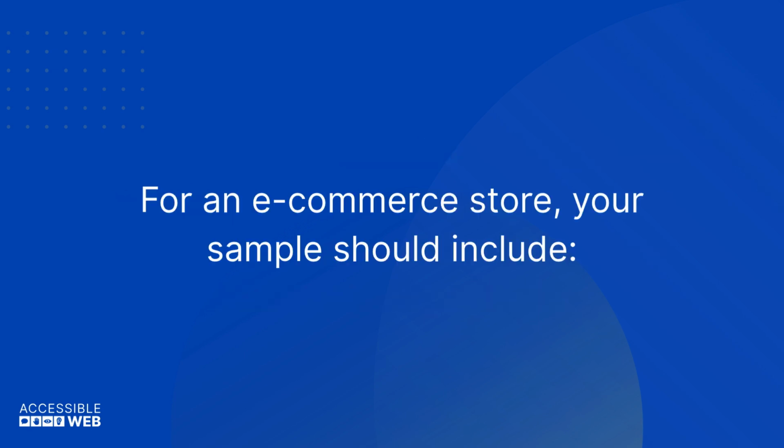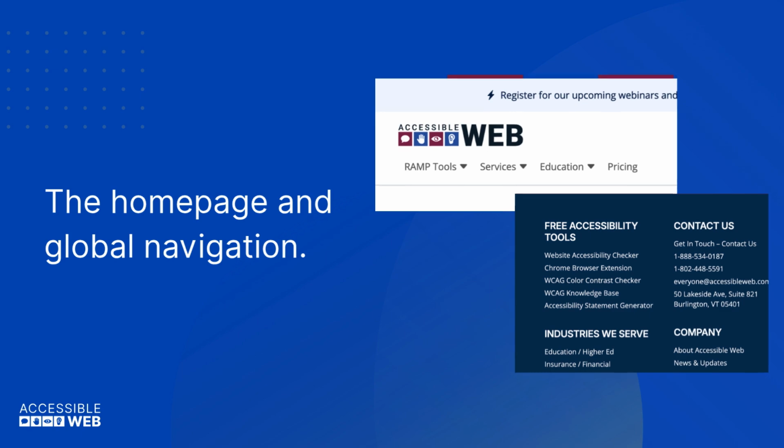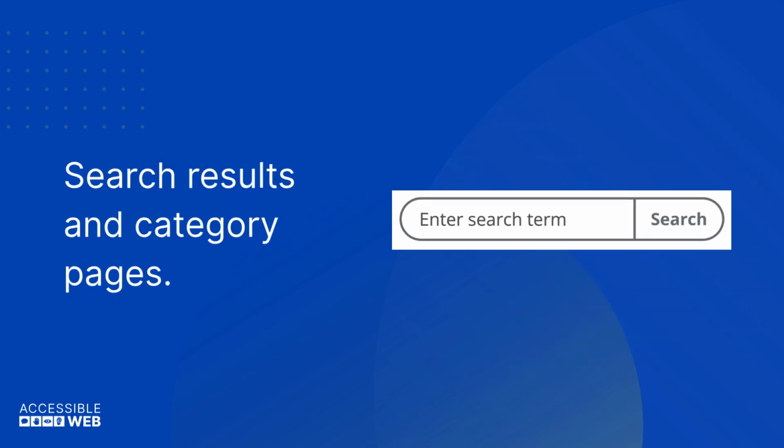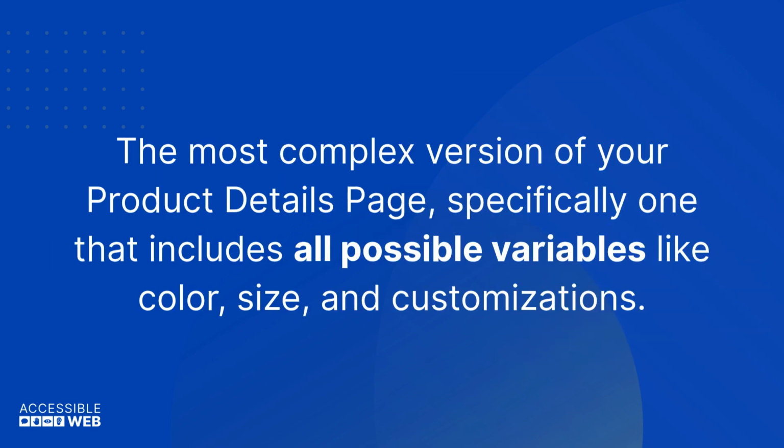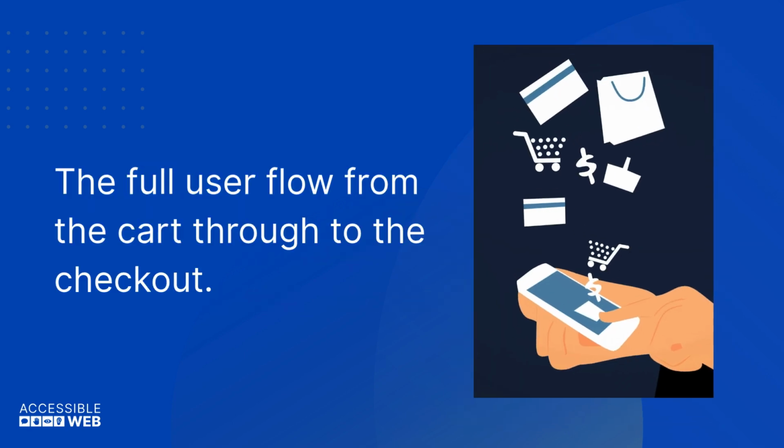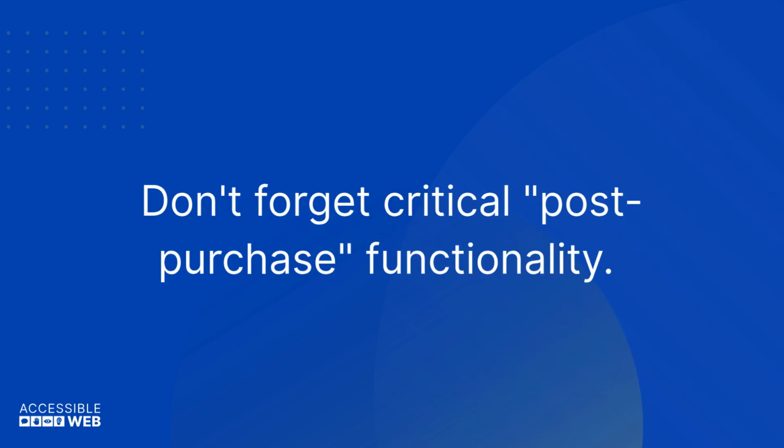For an e-commerce store, your sample should include the home page and global navigation, search results and category pages, the most complex version of your product details page, specifically one that includes all possible variables like color, size, and customizations, the full user flow from the cart through to the checkout. Don't forget critical post-purchase functionality.